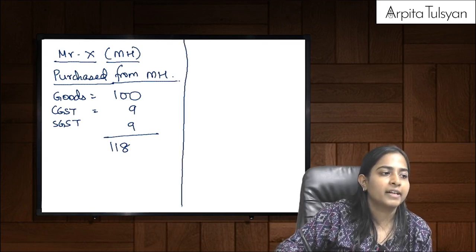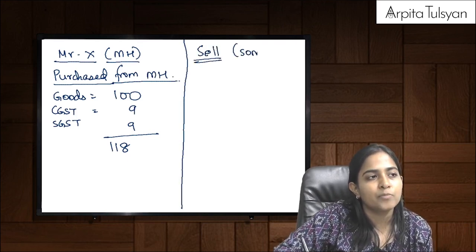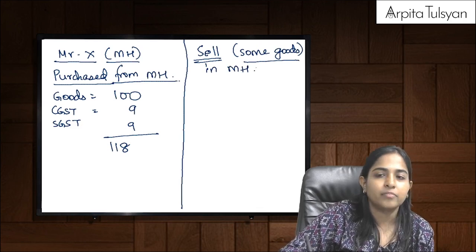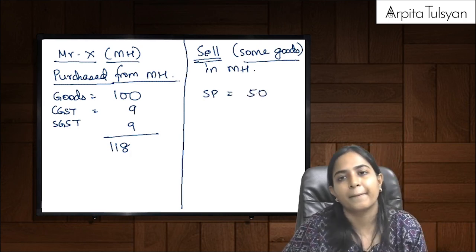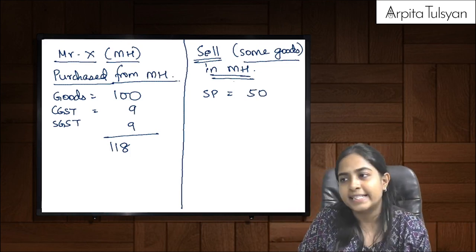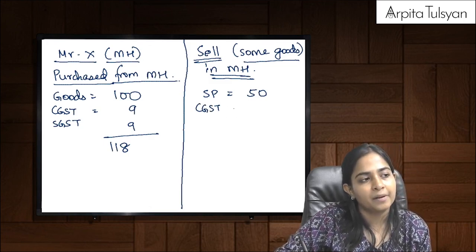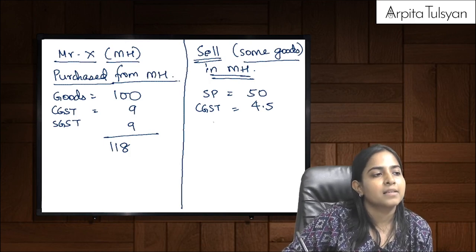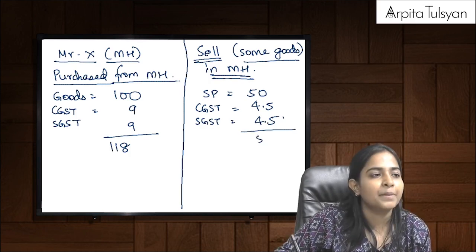Now listen, everyone here carefully. Now he wants to sell some goods in Maharashtra. Let's say basic selling price is equal to 50 rupees. He wants to sell in Maharashtra. Can we say this is an intrastate sale? So again, CGST and SGST will be applicable. So at the time of sale, he will charge CGST 9% and SGST 9%, 18%, half of it, 4.5 rupees CGST, 4.5 rupees SGST, and his final selling price will be 59 rupees.